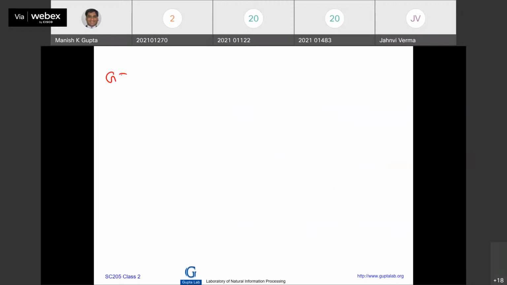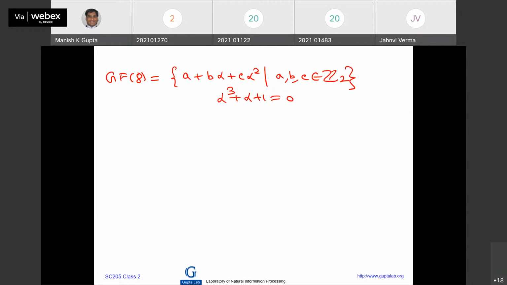So I am constructing a field with 8 number of elements, equal to a plus b alpha plus c alpha square, such that a, b, c belong to Z2. And alpha is the root of the equation alpha cube plus alpha plus 1 is equal to 0. Alpha is a root of the equation x cube plus x plus 1 is equal to 0.